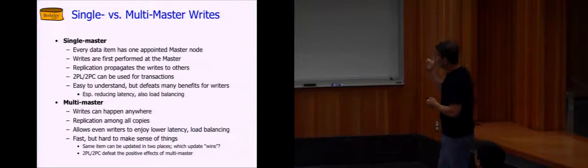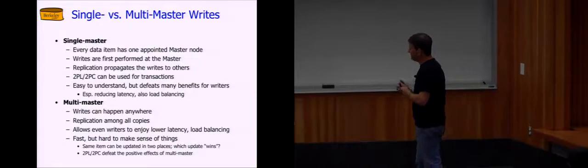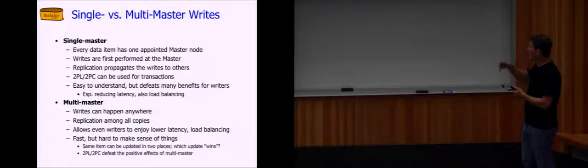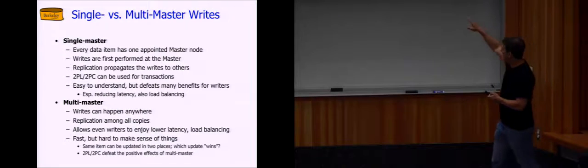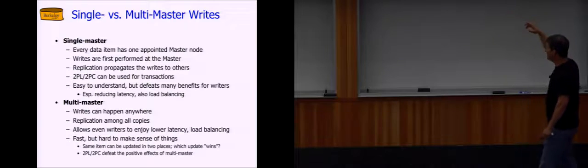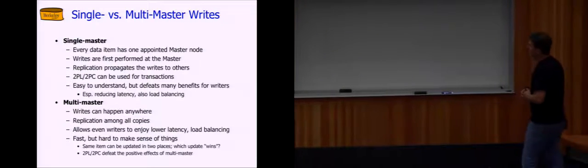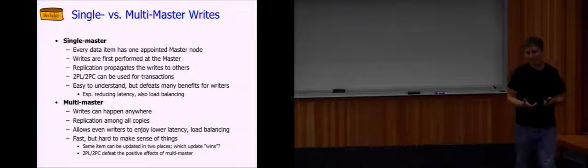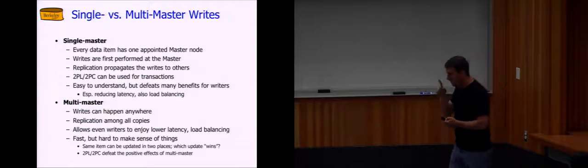So with multi-master writes, it's tempting because it's easy. You can do the writes wherever you want. But the truth is that with replication on all these copies, everything goes fast. All the writers enjoy low latency and load balancing, but it's hard to make sense of things. Because you can have the same item updated in two places. Then you have to ask the question, which update wins? The calendar example is a great one.